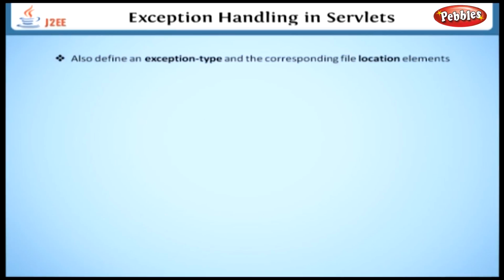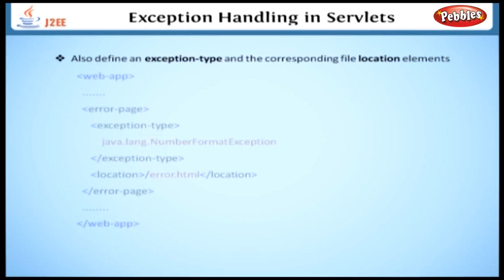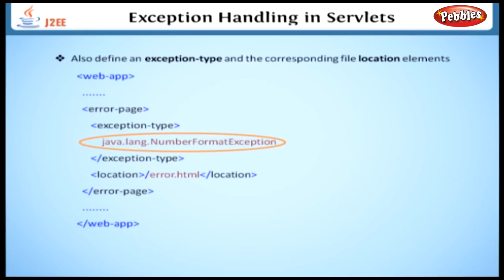Similarly, we can also define an exception type and the corresponding file location to execute when this type of exception occurs. Let's look at the code in the web.xml file. Here the exception type is java.lang.NumberFormatException and the location is error.html.